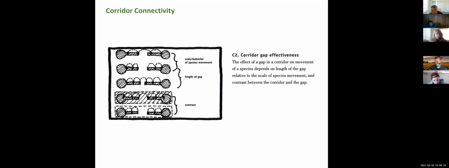And then the two bottom diagrams show the importance of the nature of the surrounding matrix. If the difference in vegetative composition and structure between the corridor and the matrix is low contrast, species will obviously be able to traverse longer gaps in the corridor than they would in a high contrast setting, because that matrix is more similar to the habitat that they're accustomed to.